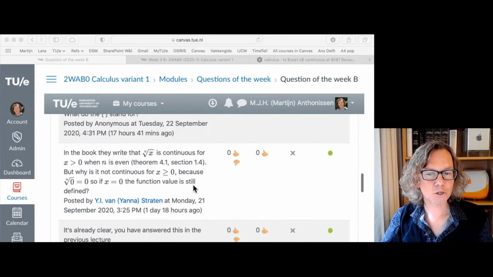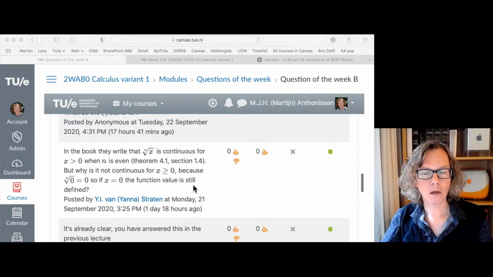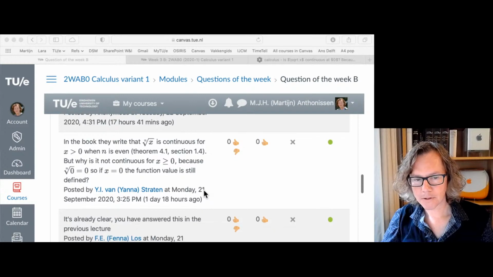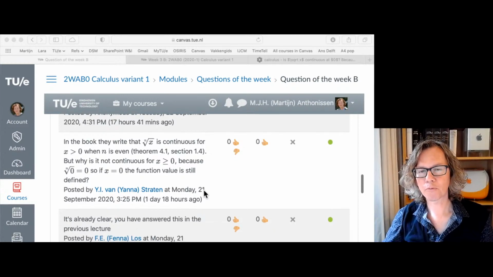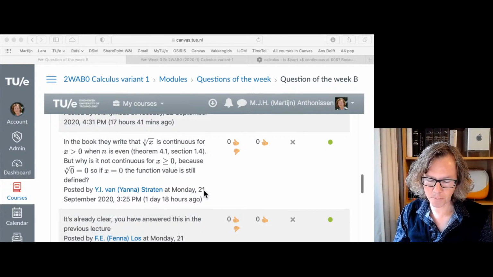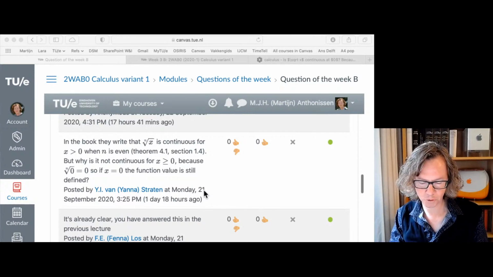Now, this question, so in the book they say that, let's just read, the normal square root function, square root of x, is continuous for x bigger than 0 when n is even. Why is it not continuous? Well, basically the question is for x equals 0. Now, this question is more tricky than you probably think. The reason is, if you look in the book, let me quickly switch to where it is in the book. I'm going to switch screens in a sec. You don't have to tell me now. I know you cannot see it yet.